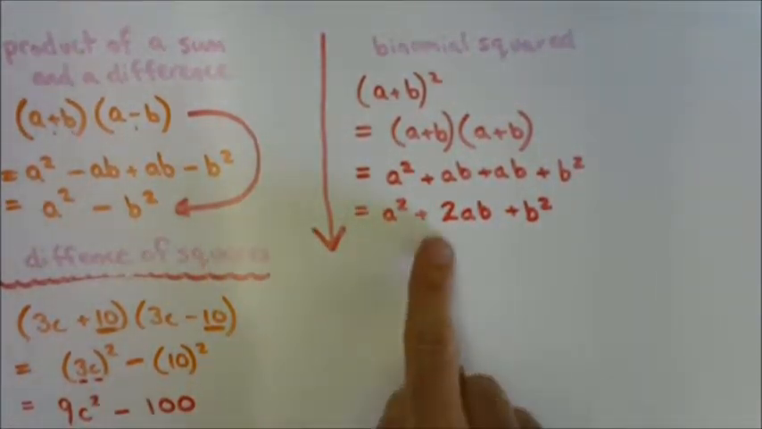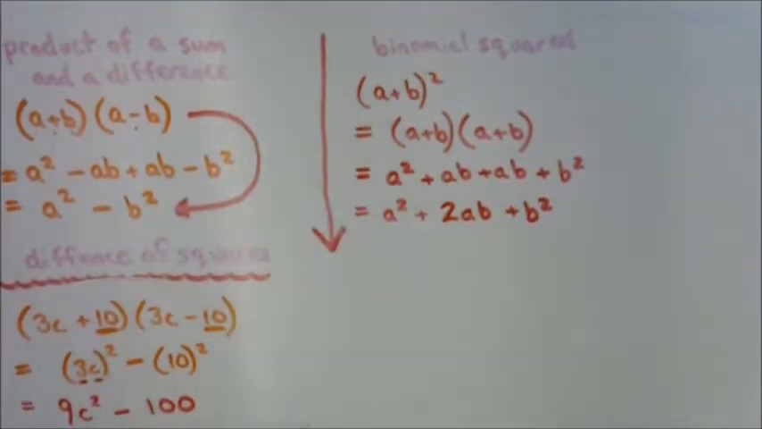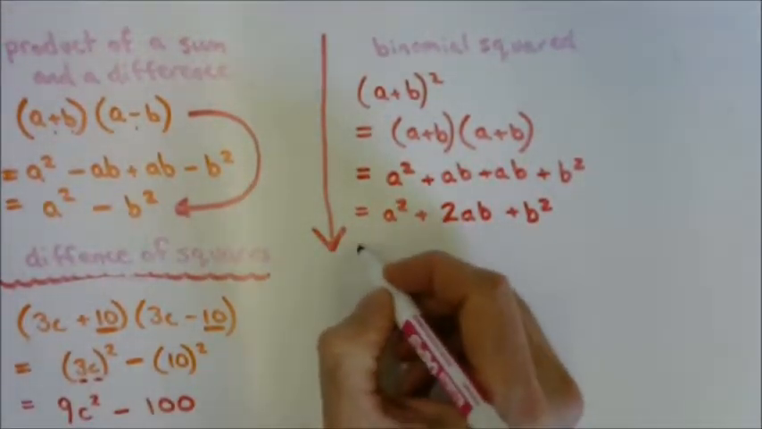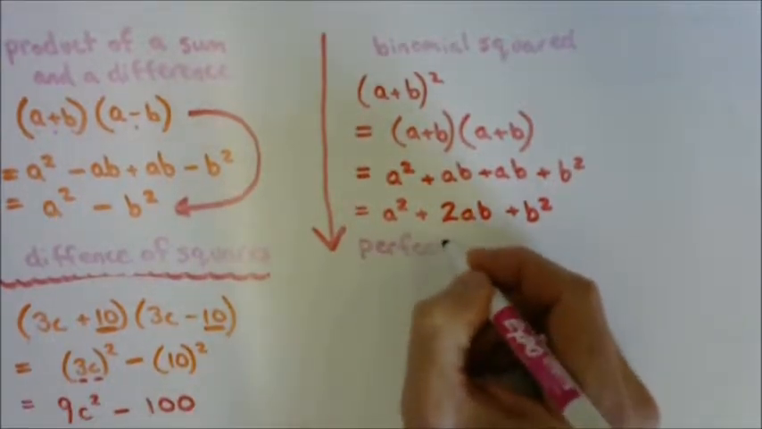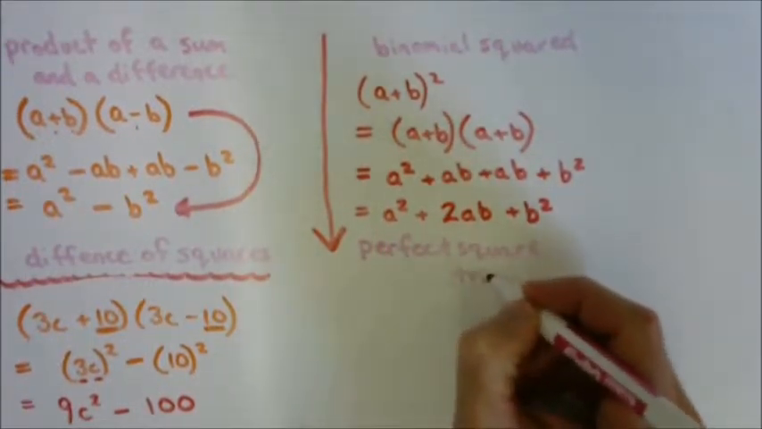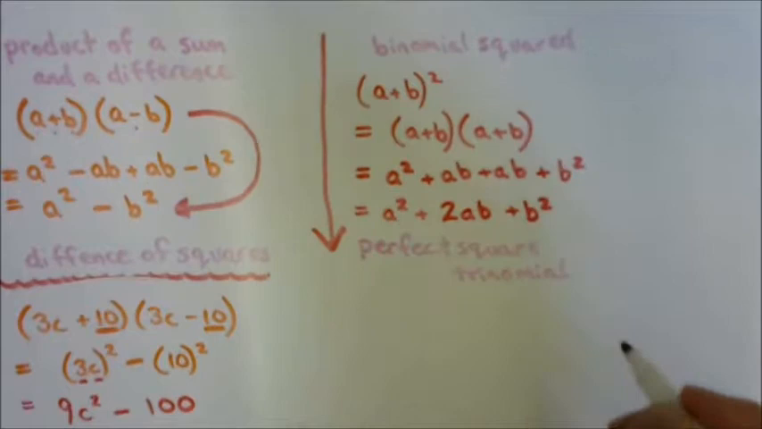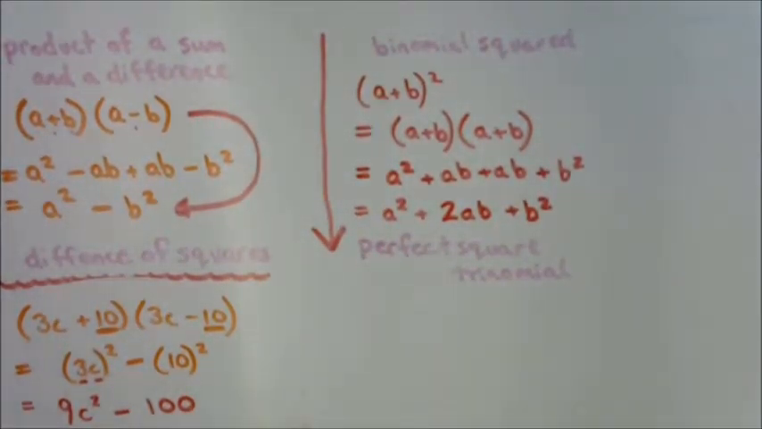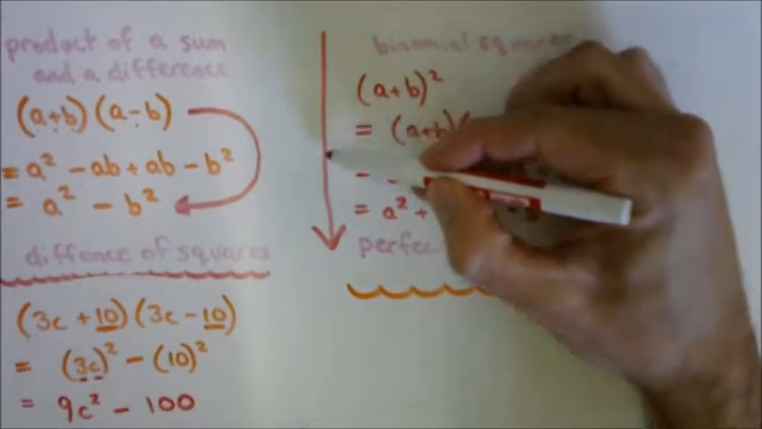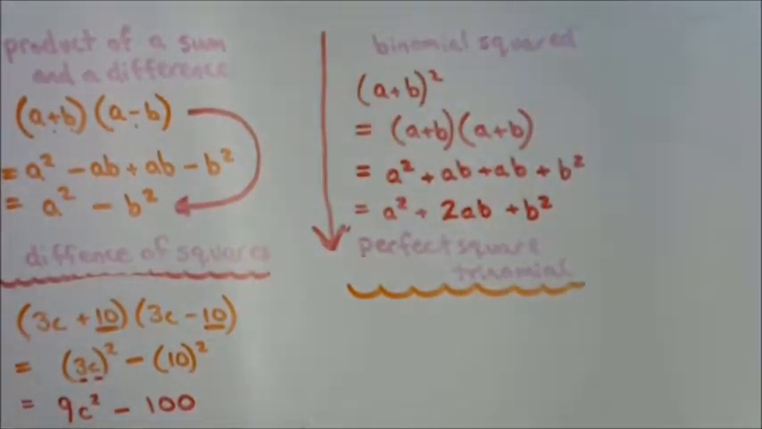Now, what is that called? Binomial. Now, remember there were four that we were talking about? Binomial squared results in a perfect square trinomial. And again, what we have already done is go from a binomial squared to a perfect square trinomial. Okay? This is review still. Let's do a couple of examples.